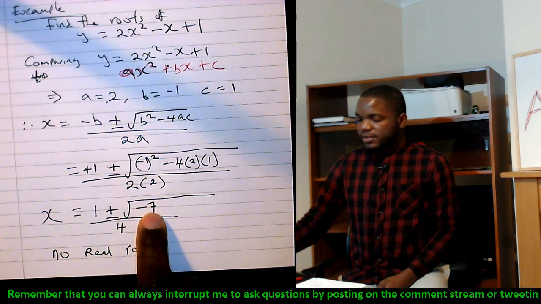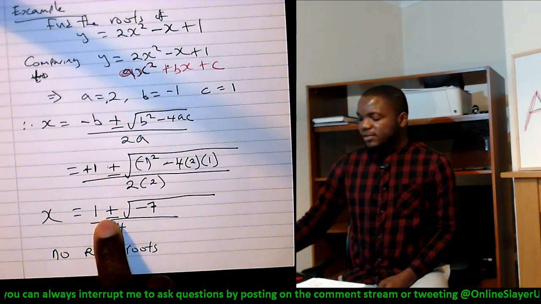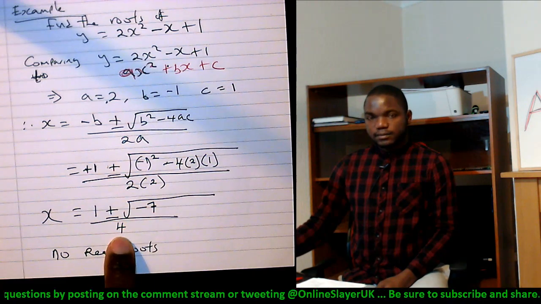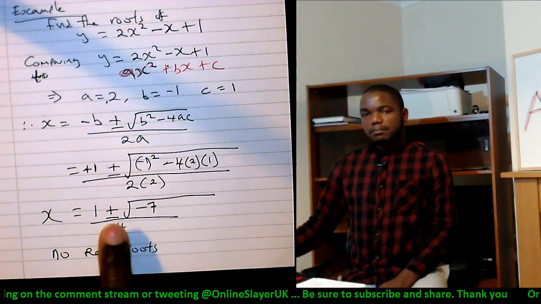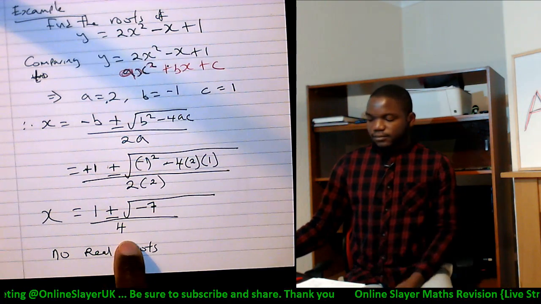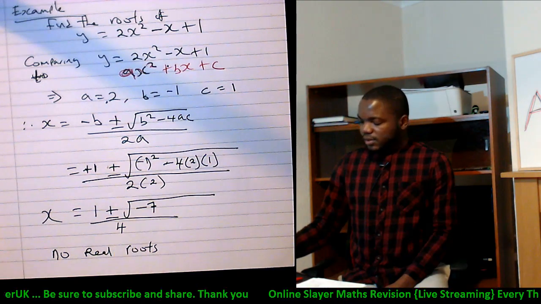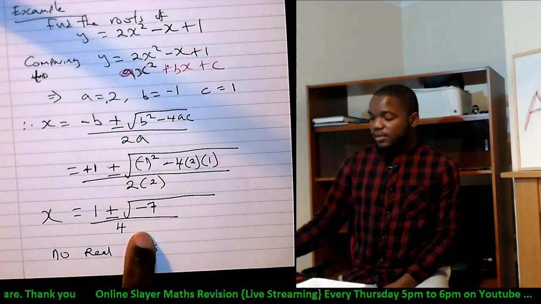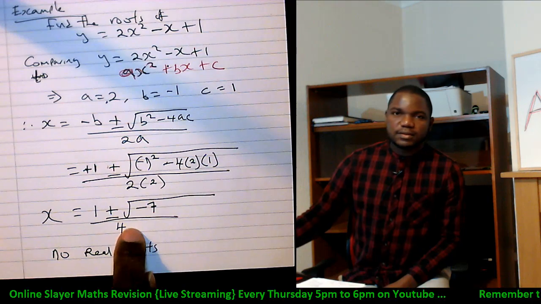If this were a positive number, we could go ahead to say x is therefore 1 plus root 7 over 4 or 1 minus root 7 over 4. So we'll have two real roots. So therefore, we could have solved the problem. But here, we cannot go further because there are no real roots.